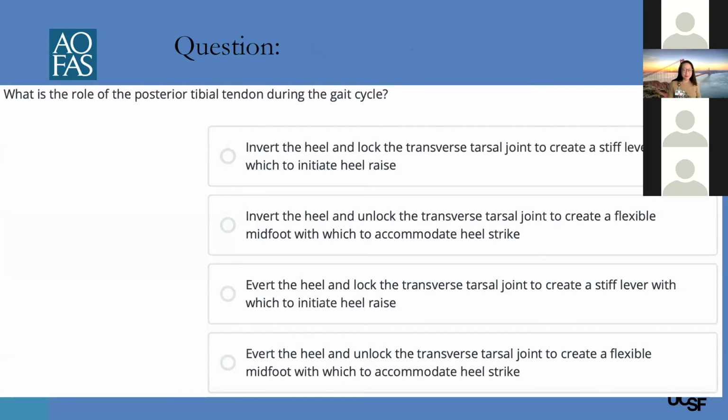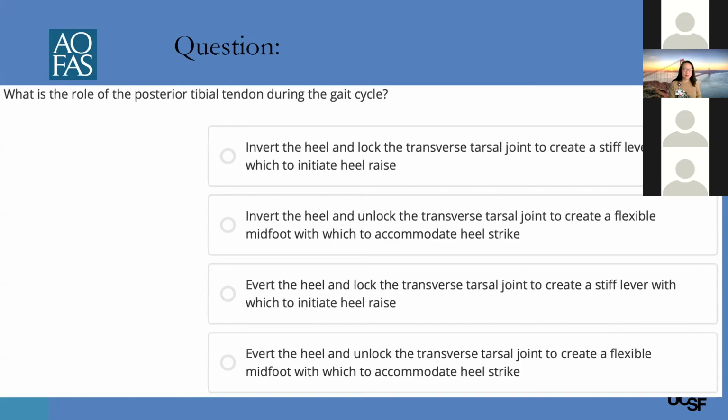Jen. Okay. So what is the role of the posterior tibial tendon during the gait cycle? Invert the heel and lock the transverse tarsal joint to create a stiff lever for which to initiate heel rise. Invert the heel and lock the transverse tarsal joint to create a flexible midfoot. Evert the heel and lock the transverse tarsal joint to create a stiff lever which to initiate heel rise. Or evert the heel and unlock the transverse tarsal joint to create a flexible midfoot with which to accommodate heel strike.